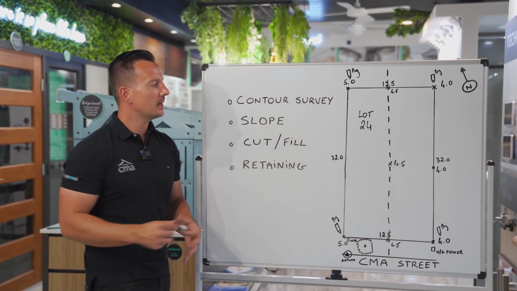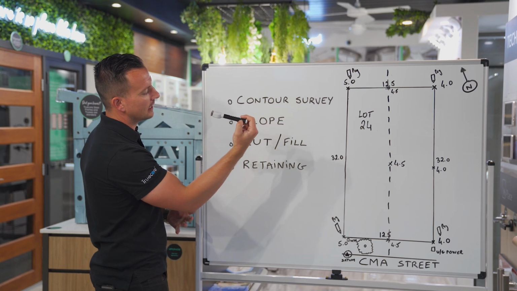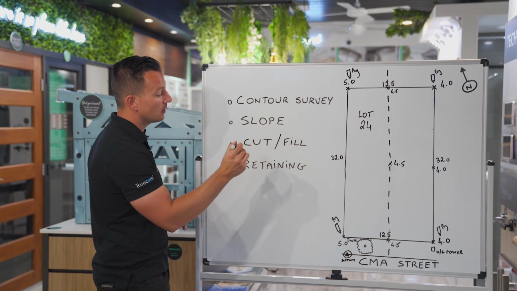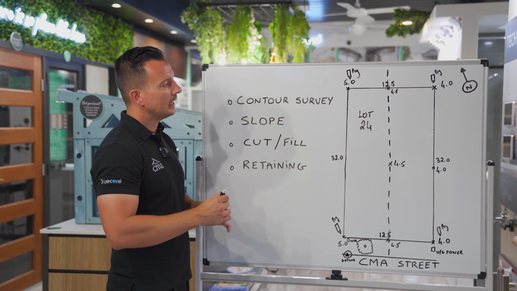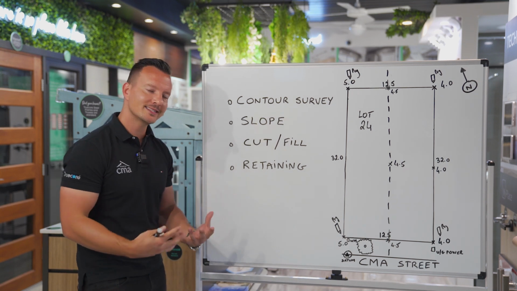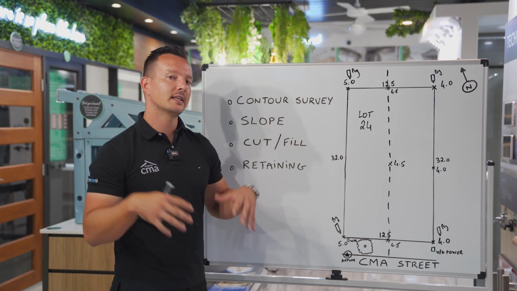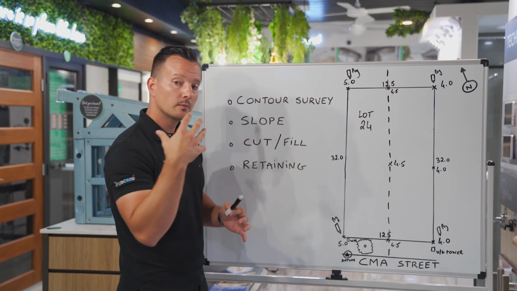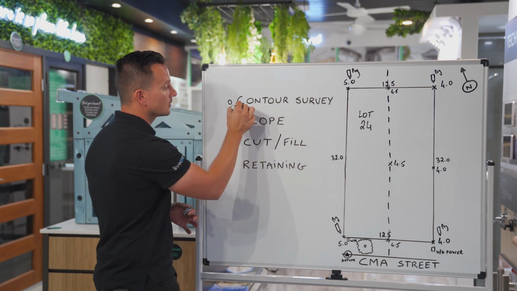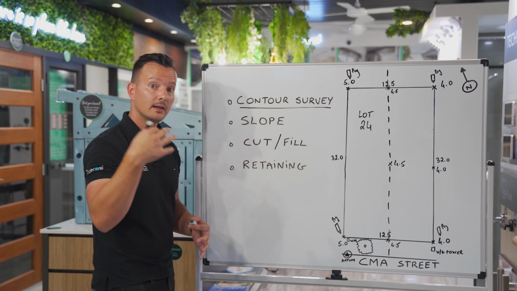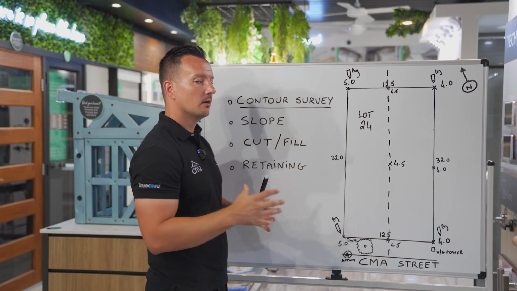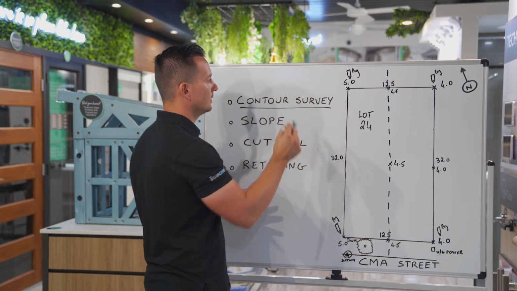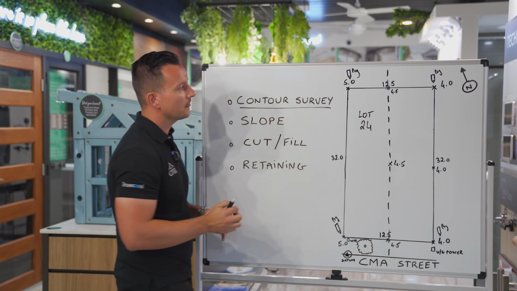Today I'm going to talk to you about surveys and how to work out the slope on your block and how to then work out the retaining on your block. It's one area we find our clients don't really understand because the truth is it's not that simple. So you might sign up with a builder, they will order what's called a contour survey, or you may order one yourself. They are about $600 each and are done by a registered surveyor.